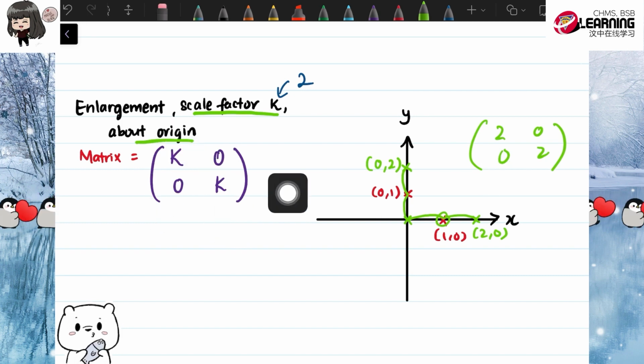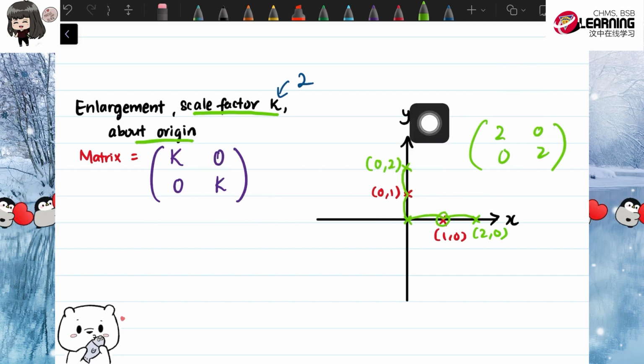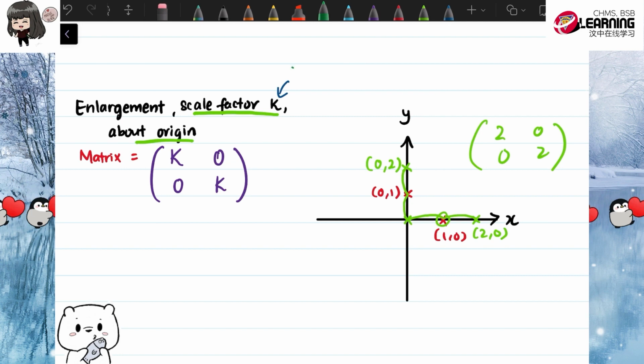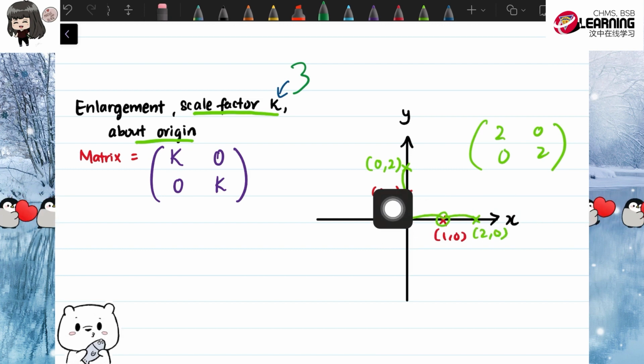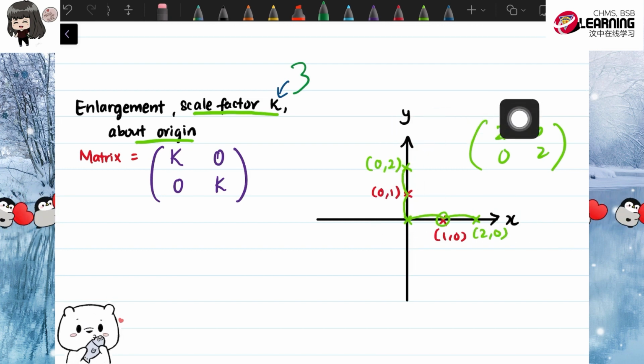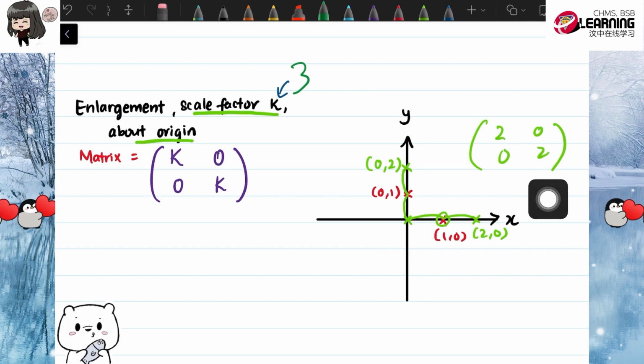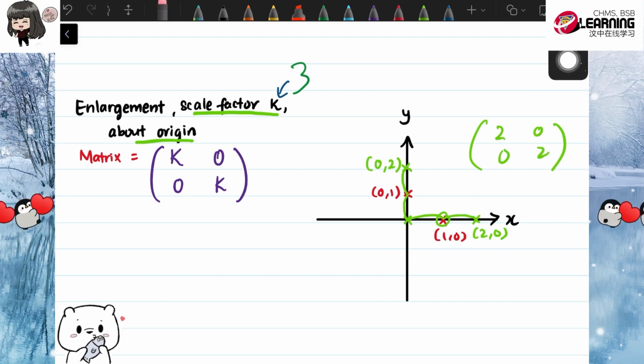This is K, 0, 0, K. So imagine if I want to enlarge this by scale factor 3. Then scale factor 3 means it will be 1, 2, 3, it will be at 3, 0. This one will become 1, 2, 3 at 0, 3. So it will be 3, 0, 0, 3. Right? So that is why you have K, 0, 0, K.